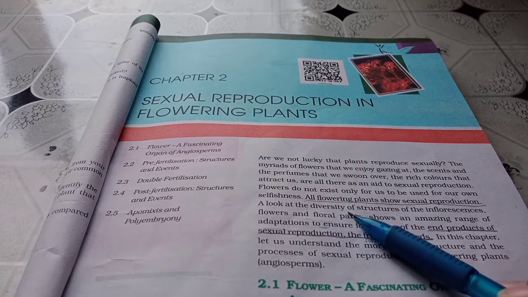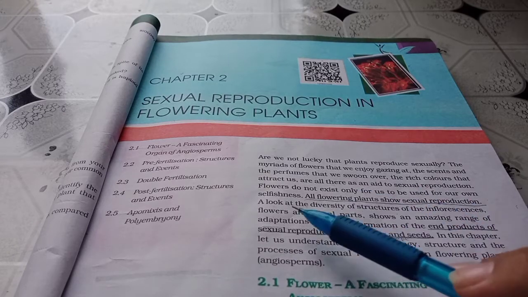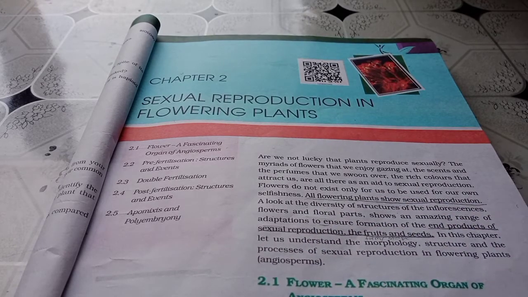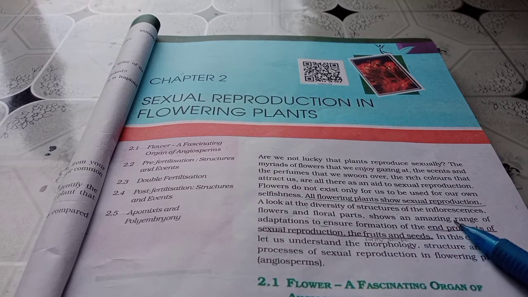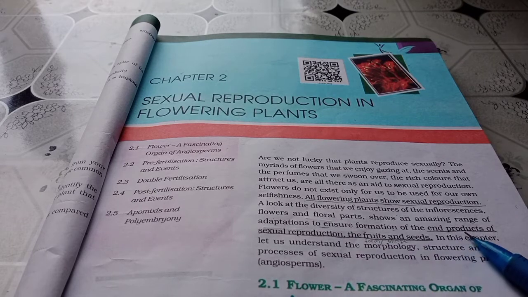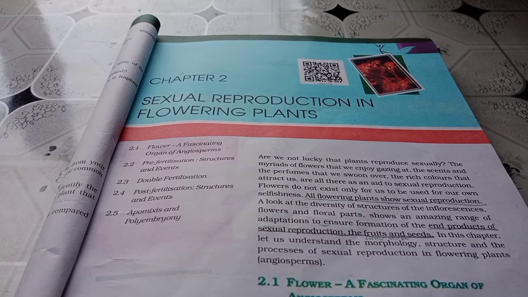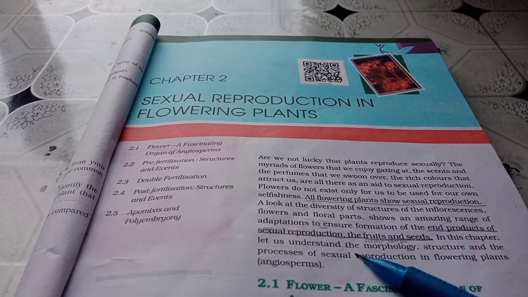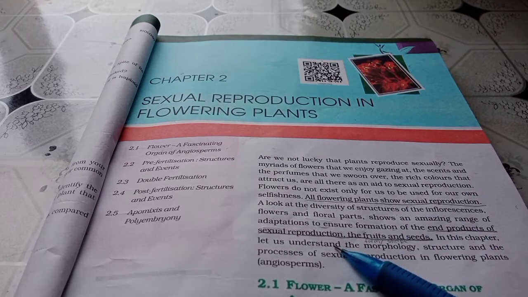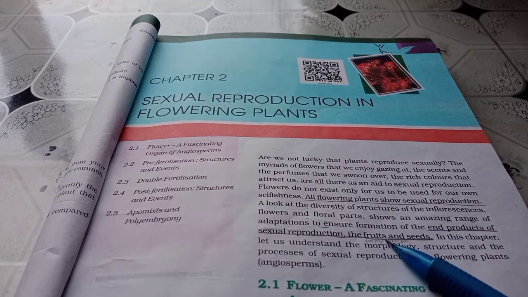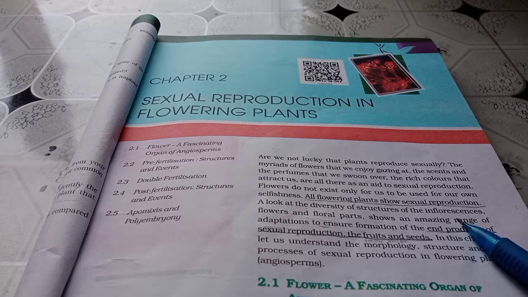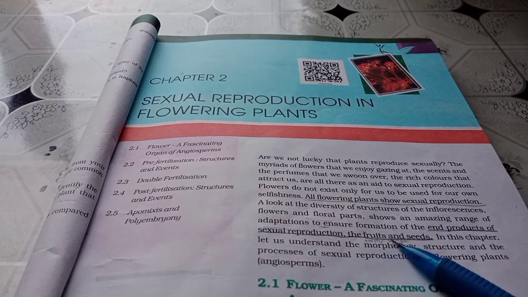A look at the diversity of structures of the inflorescences, flowers, and floral parts. Inflorescences means the complete flower parts. It shows an amazing range of adaptations to ensure formation of the end products of sexual reproduction, that is, the fruits and seeds. So what is the end product of sexual reproduction in angiosperms? That is, the fruits and seeds. For humans, the end product is a baby. But for angiosperms, it is fruits and seeds.